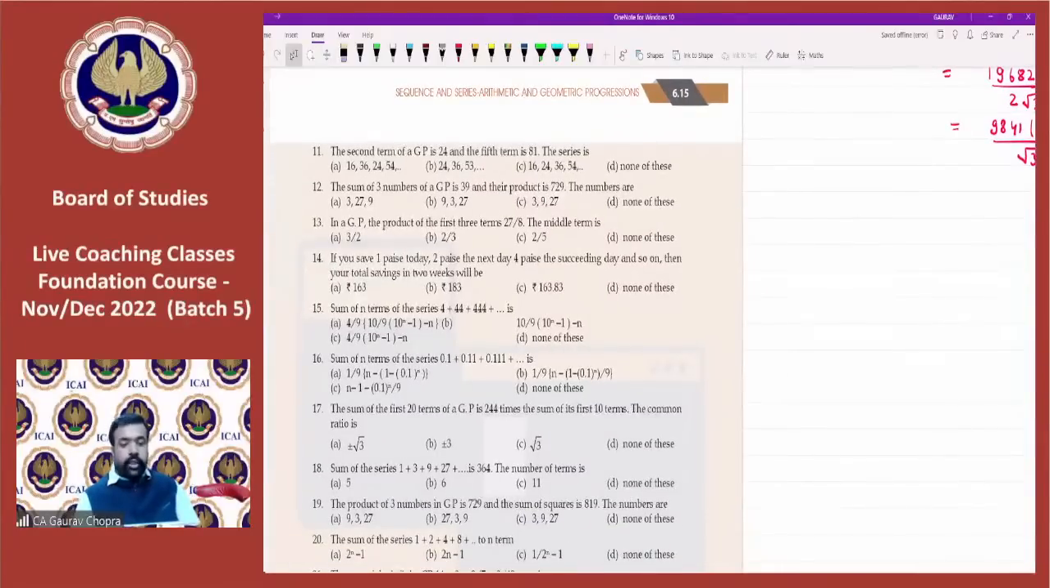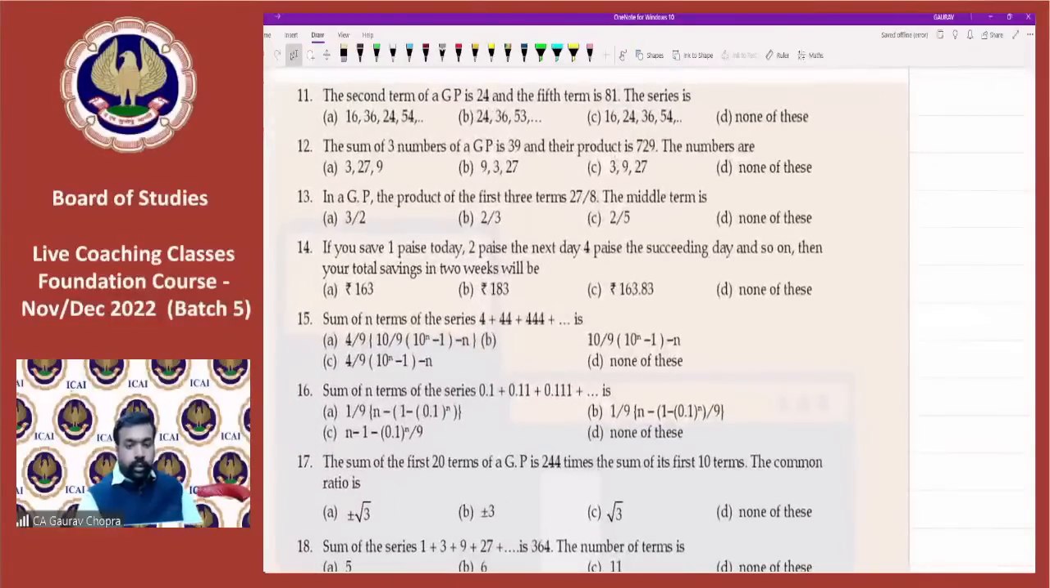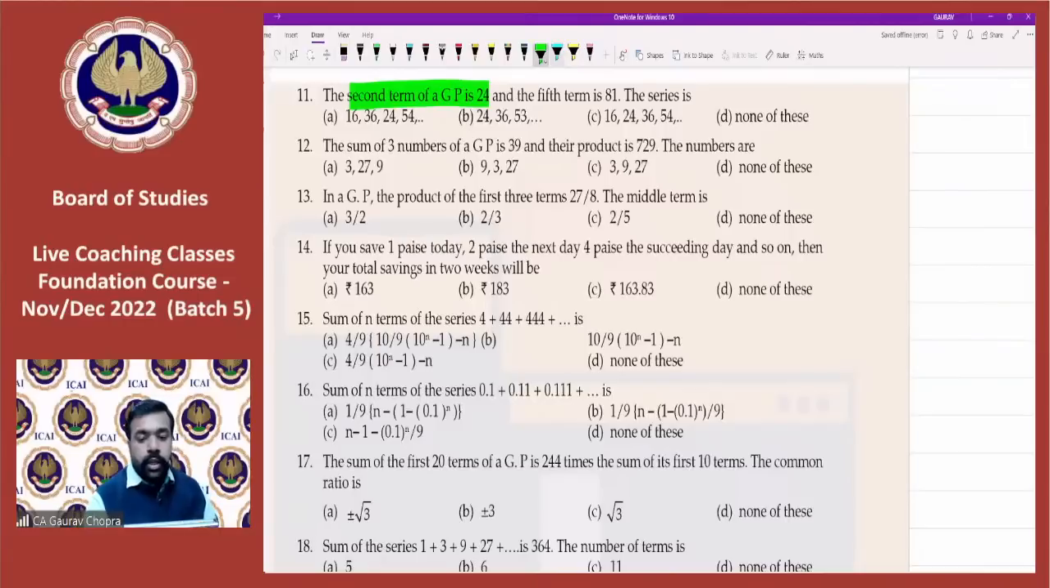Then let us try with question number 11. The second term of GP is 24. Second term of GP is 24, and fifth term is 81. Then we have to find the series.